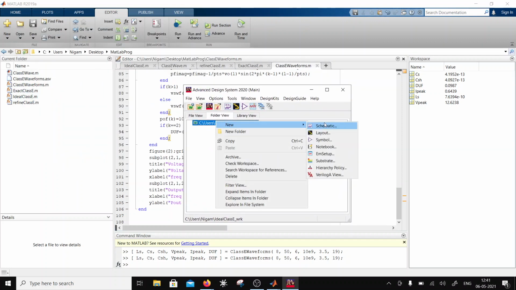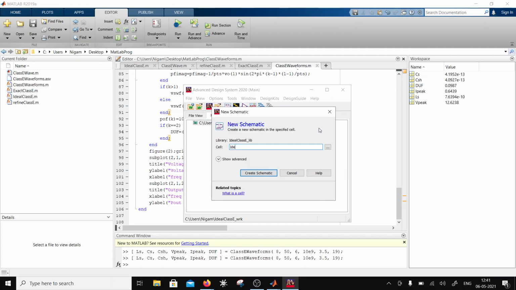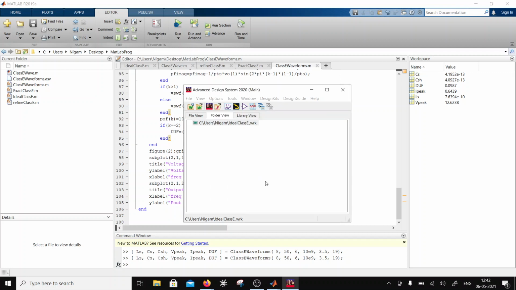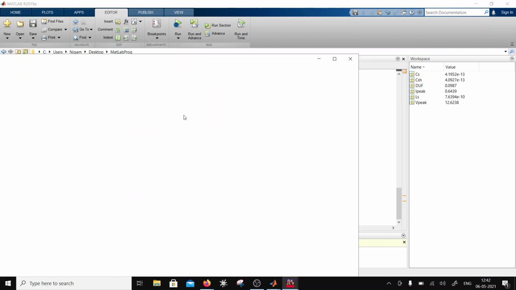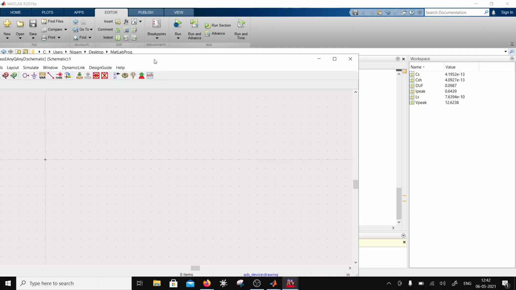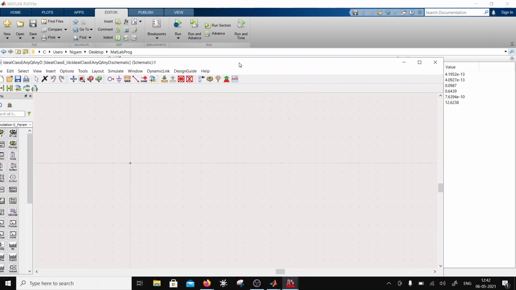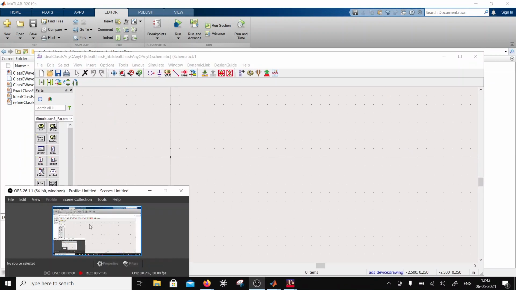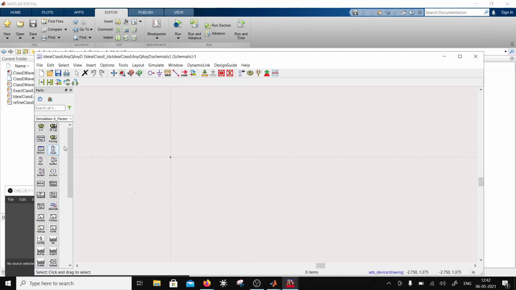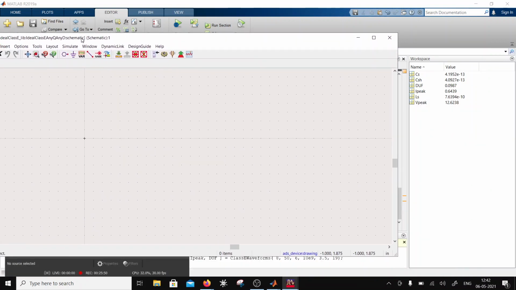I'm going to make a new schematic and call this ideal class E NEQ. This is for NEQ, any duty cycle. Create schematic. Okay, let me just make sure I'm recording it. Okay, fine.